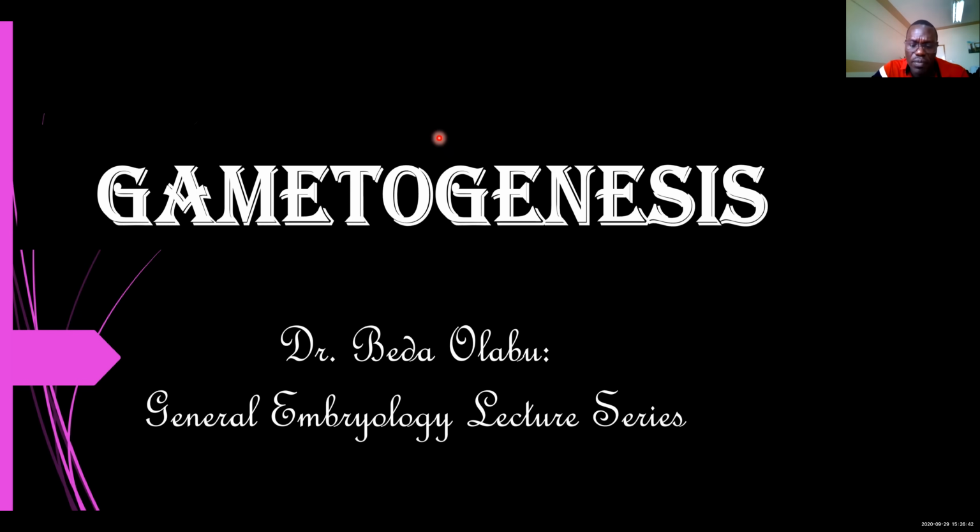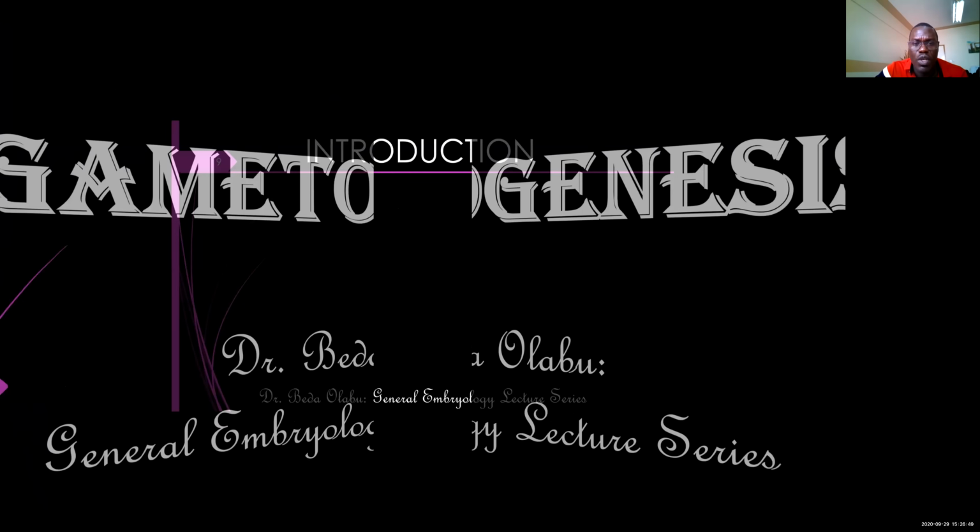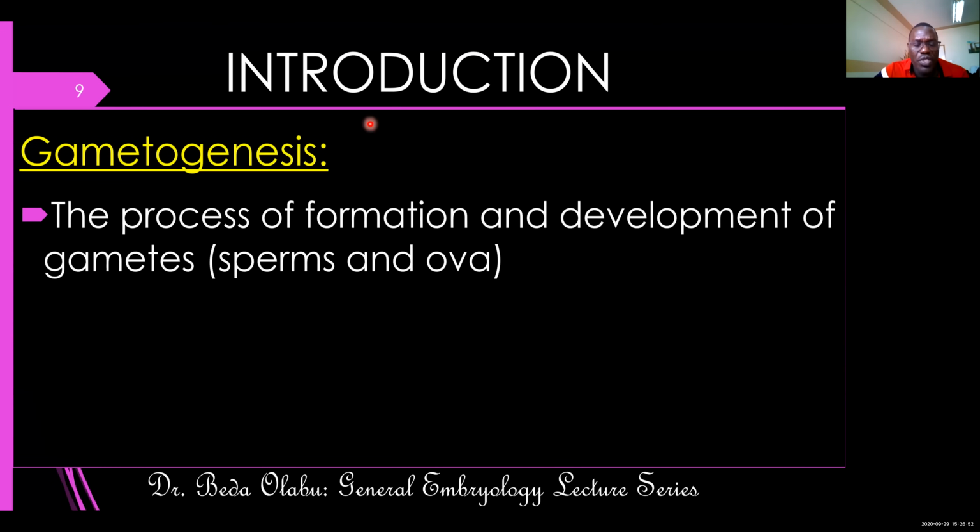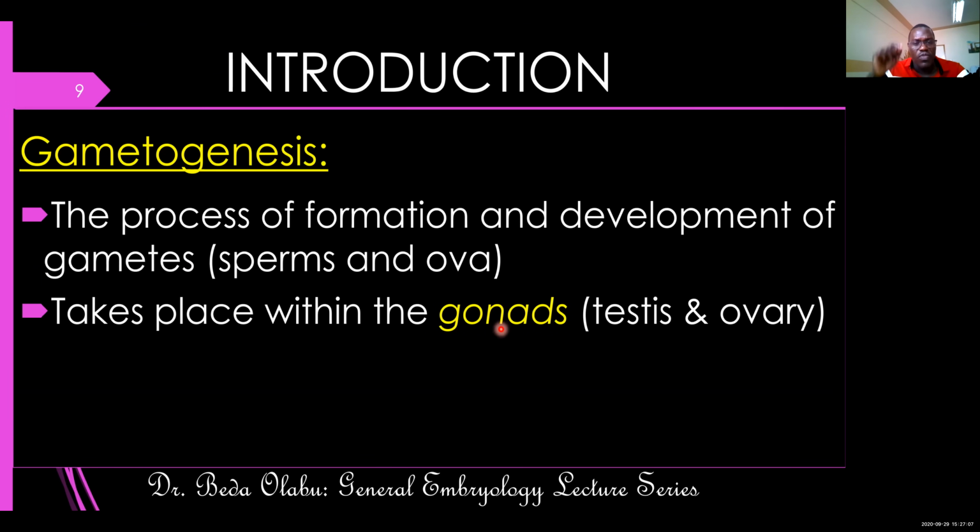Right, so let's begin this lecture on gametogenesis. Now, gametogenesis, by definition, is a process of formation and development of the gametes. What we call the gametes are the sperm and the ova. The process of gametogenesis takes place within the gonads. When we talk of the gonads, we are referring to the testes in males and the ovary in females.